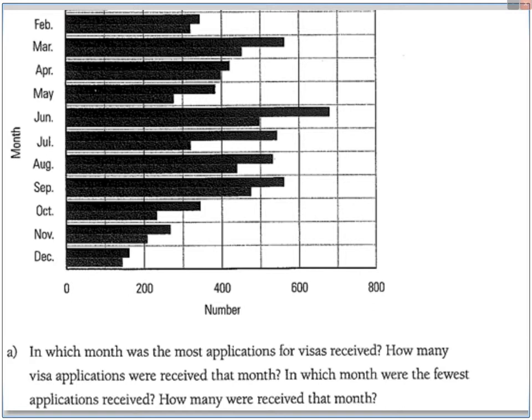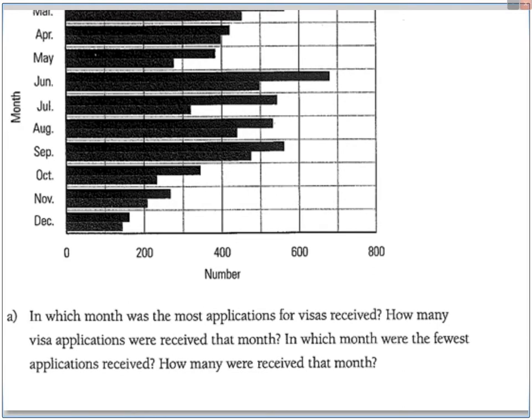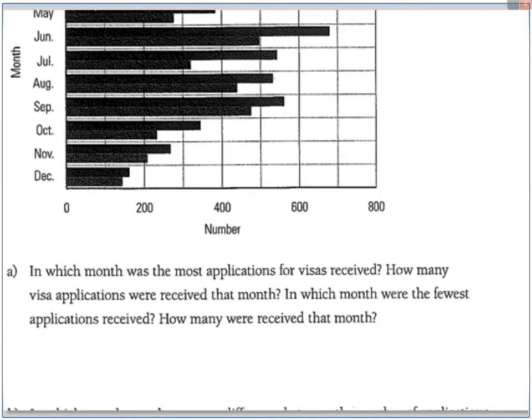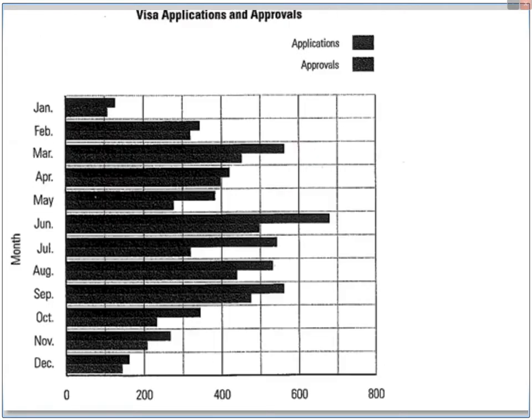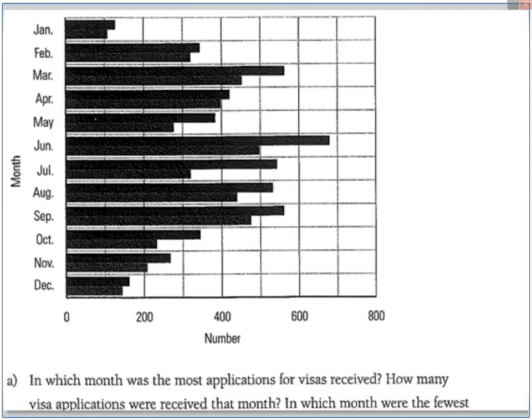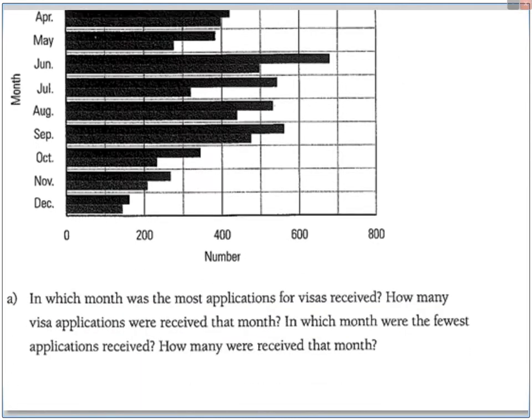Let's take a look at some of these questions. In which month were the most applications received? So what are you looking for when it says most? You're looking for a max or you're looking for a min? Yeah, you're looking for a max. So just find the biggest bar. Okay? So which is the applications bar? The first one or the second one? First one. So it looks like June. Do you guys agree? Yeah.